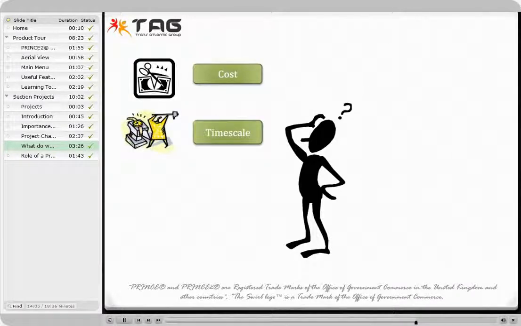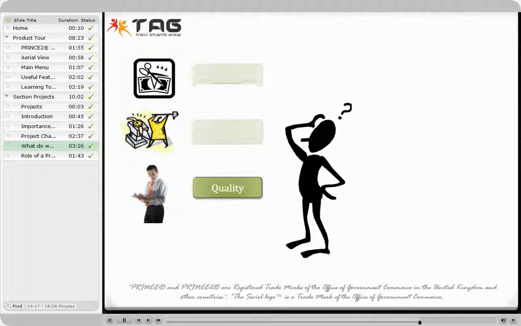Timescales: allied to this, and probably the most frequent question asked of a project manager is, when will it be finished? In terms of quality, finishing on time and within budget is not much consolation if the result of the project doesn't work. In PRINCE2 terms, the project's products must be fit for purpose.